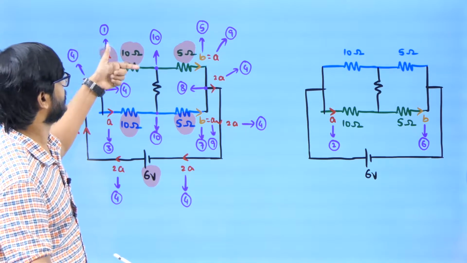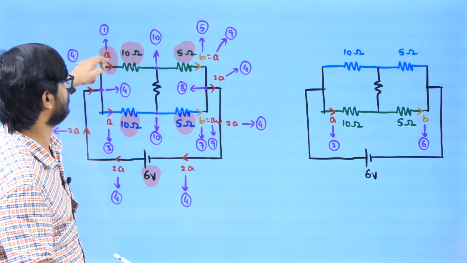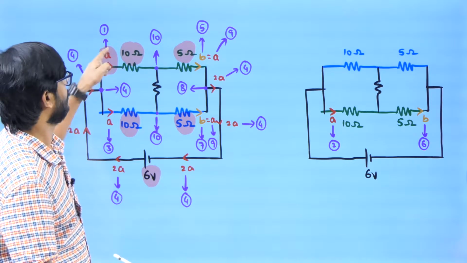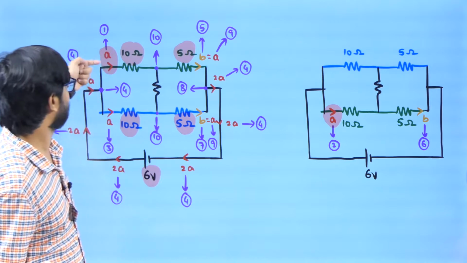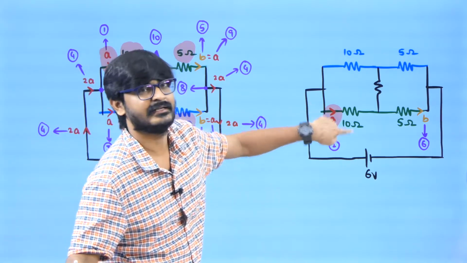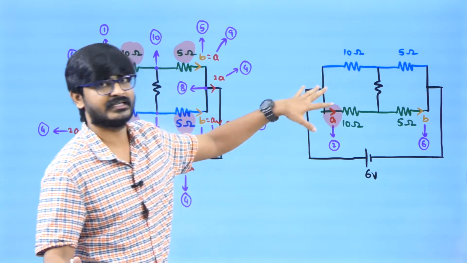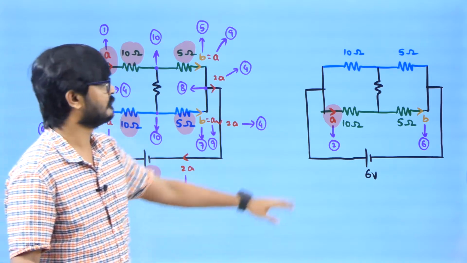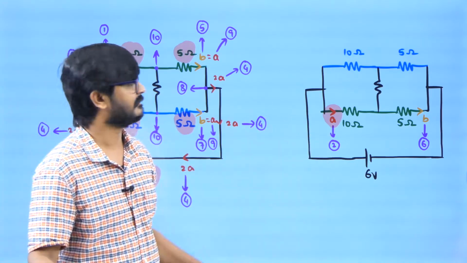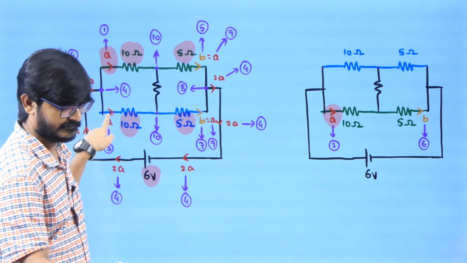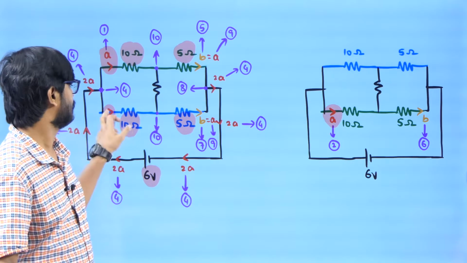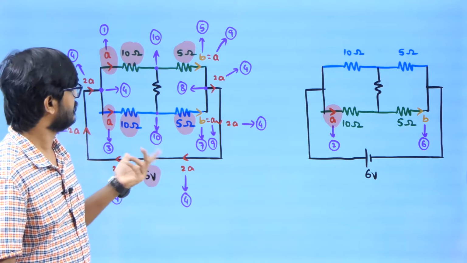So if I assume the current in this one is A, if I rotate it, the current must not change, right? The current in the green one has to be A. I assumed this as A, and from there I concluded this one also must be A. If I put both figures in black color, I won't feel any difference between these two figures. The meaning is, if the current in this one is A, then the current in this one also has to be A.